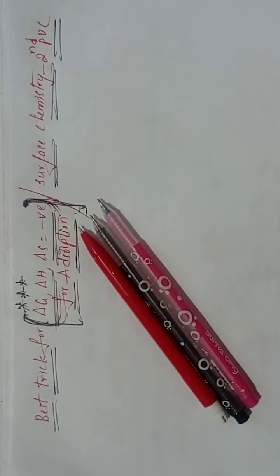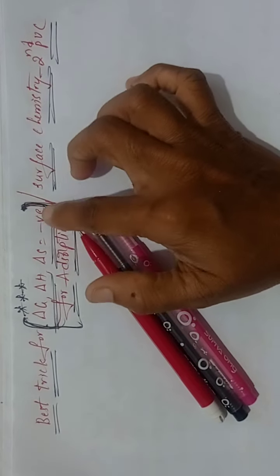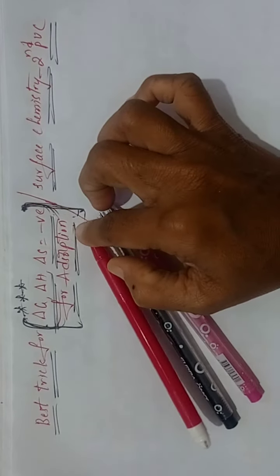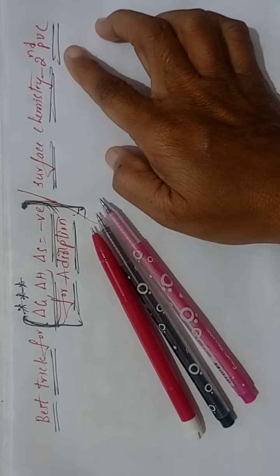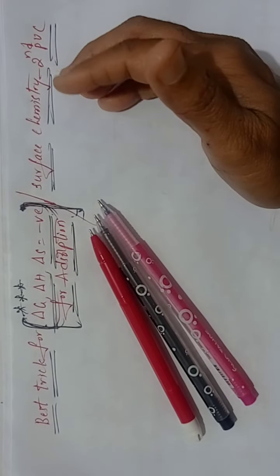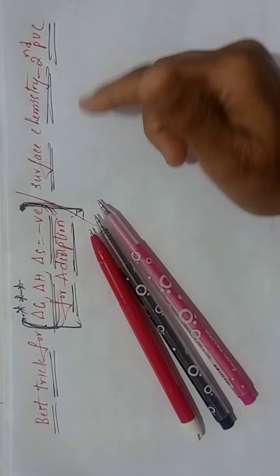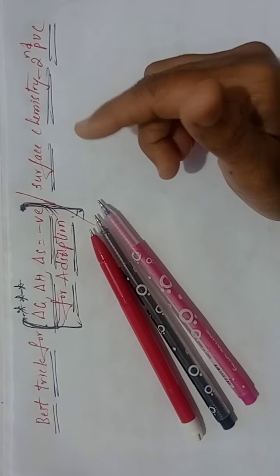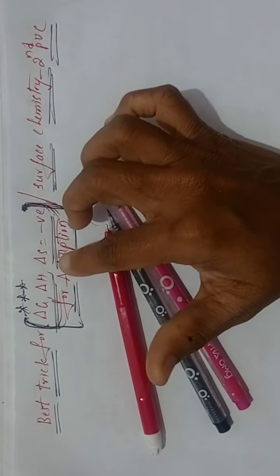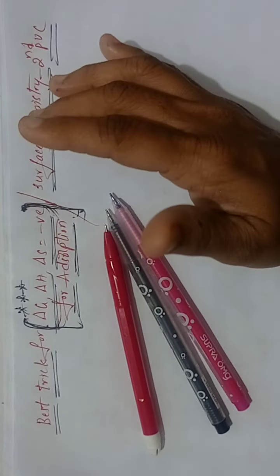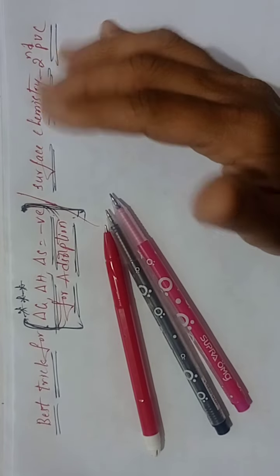In today's section, I'm going to discuss why delta G, delta H, delta S values are negative for adsorption. This topic is from the surface chemistry lesson, second PUC. In the previous video, I discussed the topic adsorption. In that video I wanted to discuss this best trick, but that video already became lengthy, so I stopped that video at adsorption.